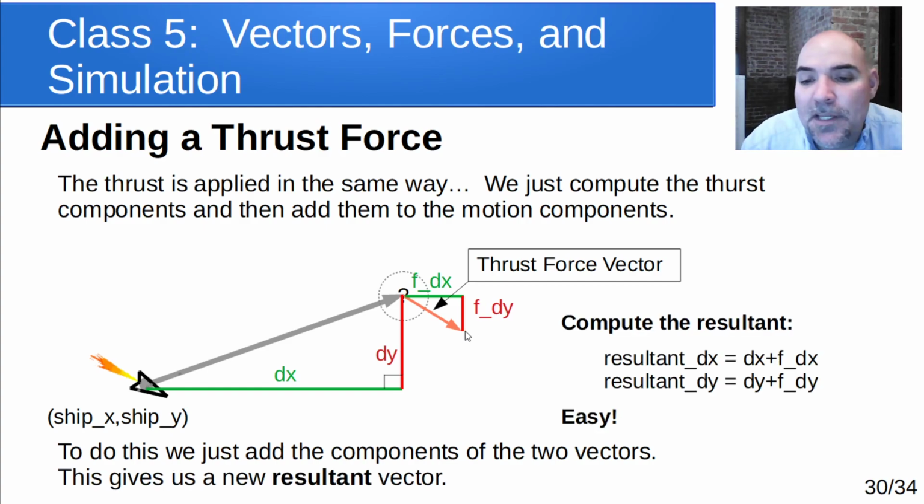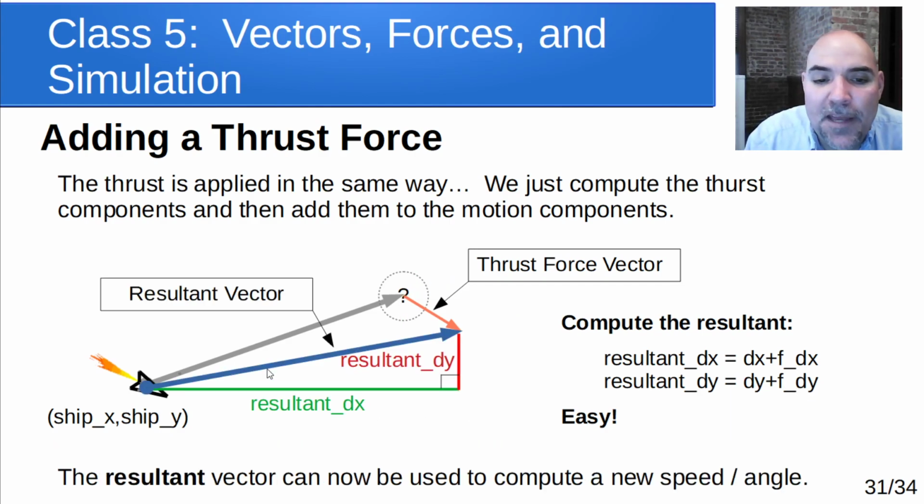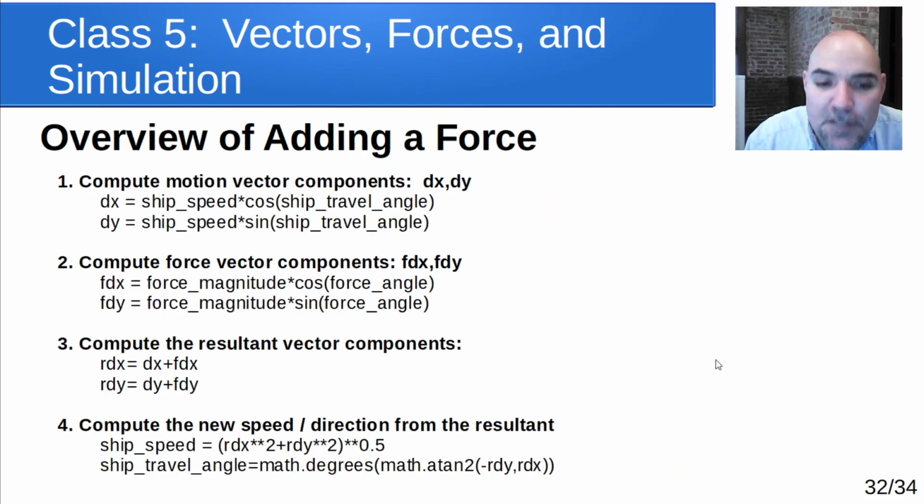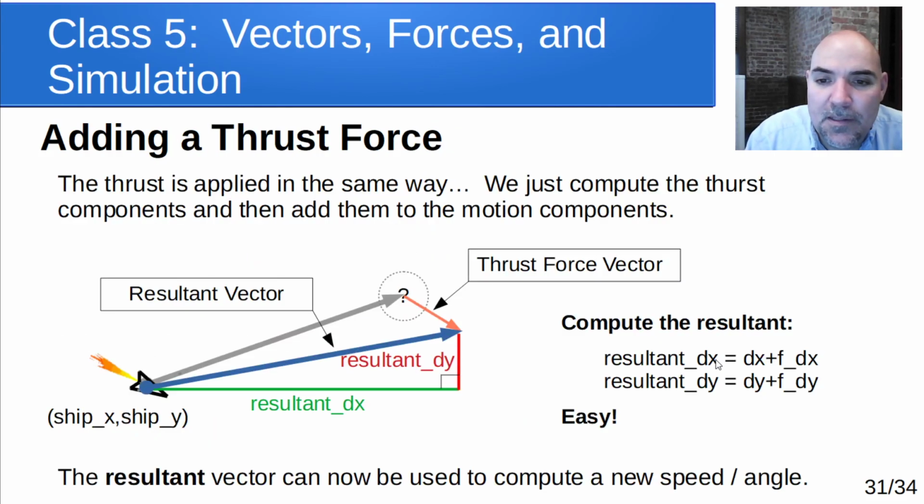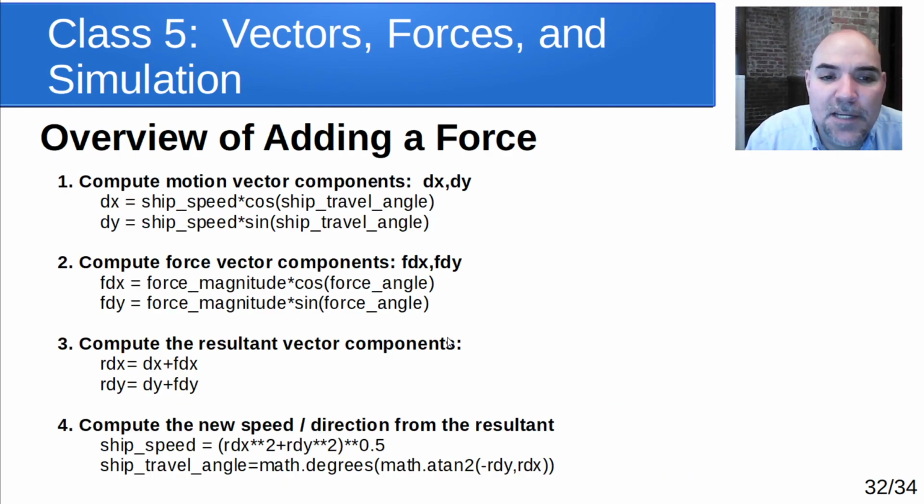So the resultant dx is the motion dx plus force dx, resultant dy is motion dy plus force dy. We add those together, and that gives us our resultant, which has this resultant dx, resultant dy. Now, that is going to be used to compute a new speed and angle. Here's the new angle. The new speed is the length of the hypotenuse. We looked at how to do that last time.